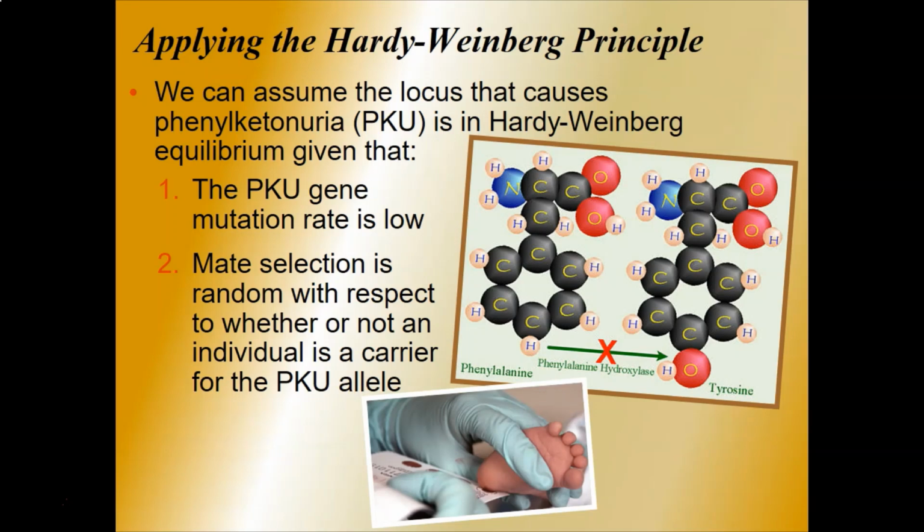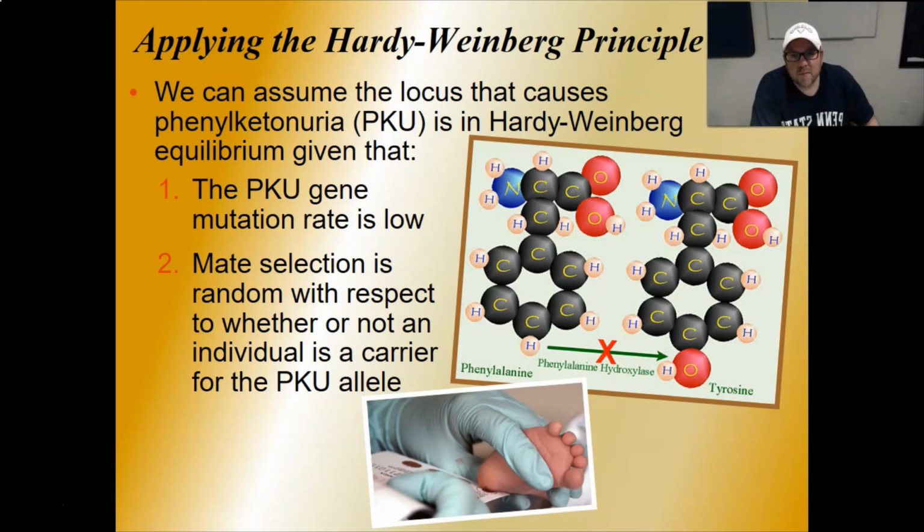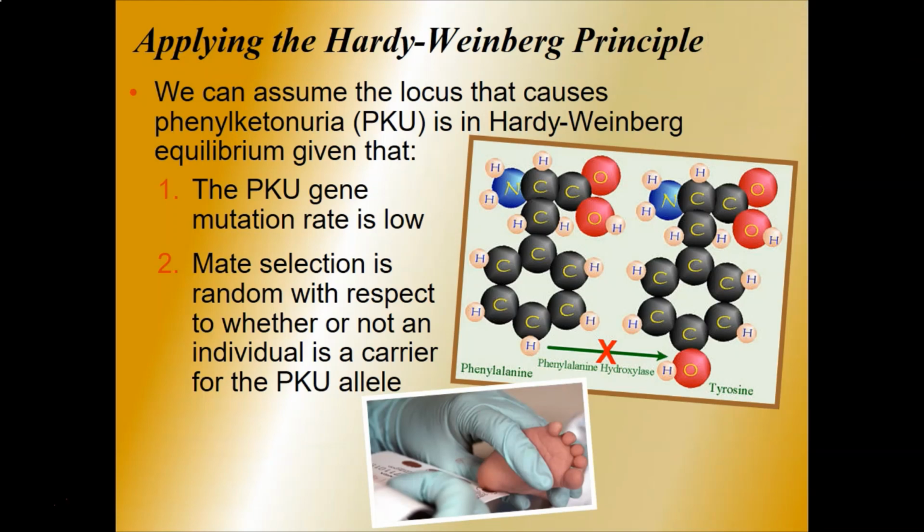So let's try and solve something here. Let's do a problem together, applying the Hardy Weinberg principle. We can assume that the locus that causes phenylketonuria is in Hardy Weinberg equilibrium. Remember, we're doing genetics. This is an autosomal recessive genetic disorder. These kids can't have too much phenylalanine in their diet, because it's pleiotropic and can lead to a whole bunch of problems if they have too much of that. The PKU gene mutation rate is very low. So we're going to assume that this is in Hardy Weinberg equilibrium. Just this one gene, not necessarily the whole population, but we're looking at one gene at one locus here.